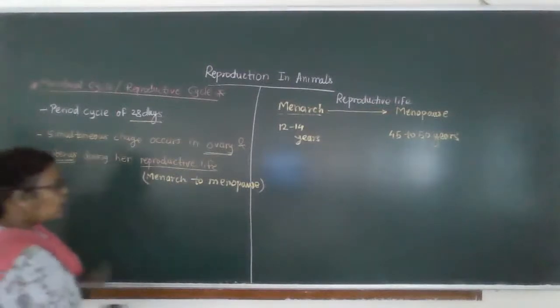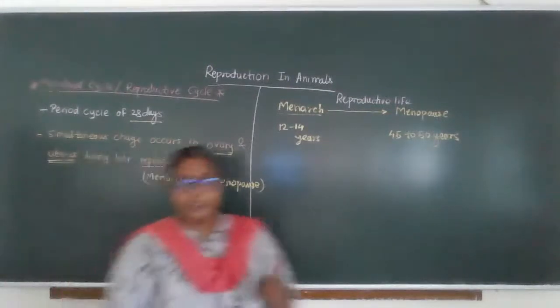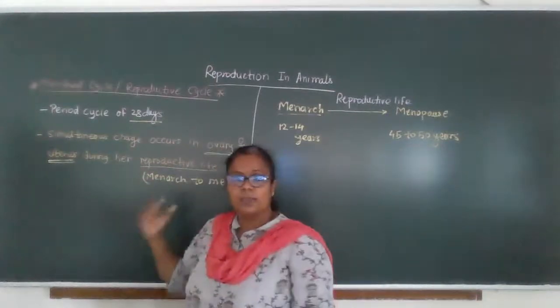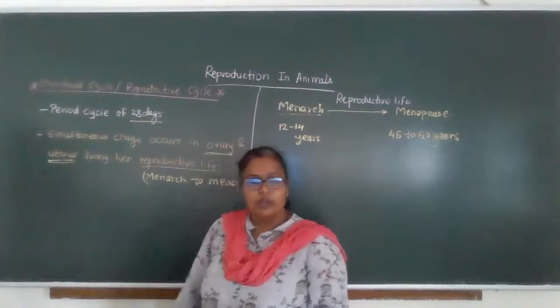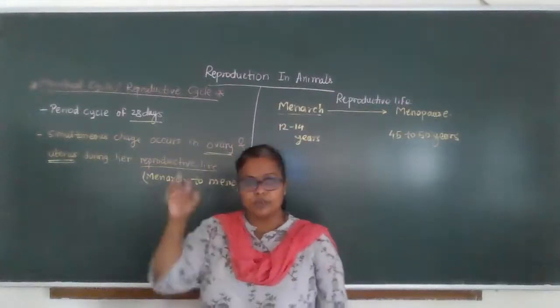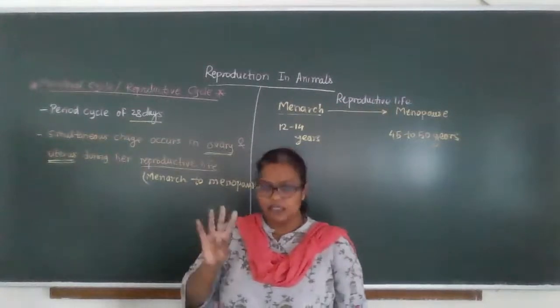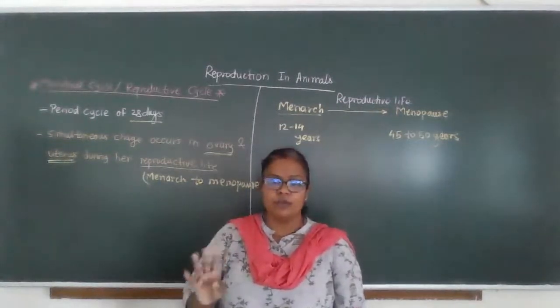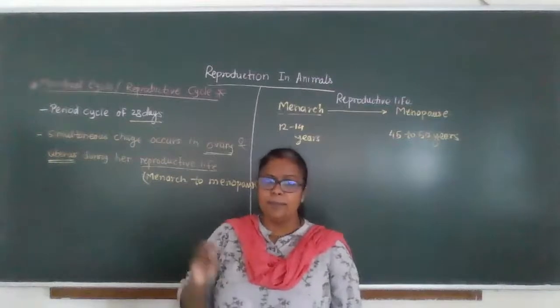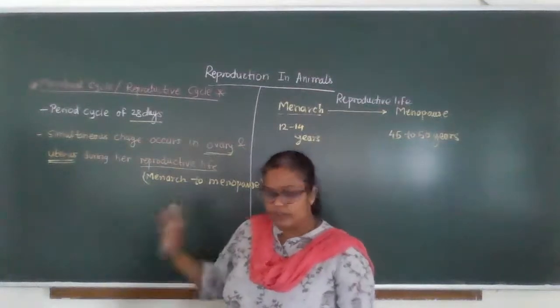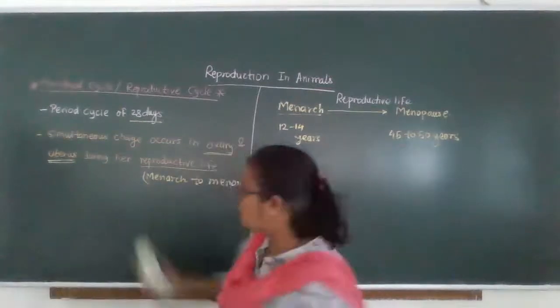During this, the hormones play a very important role, especially the pituitary hormones and the ovarian hormones. There are mainly four hormones which play a very important role in the menstrual cycle. So we are going to start with this point, the menstrual cycle.